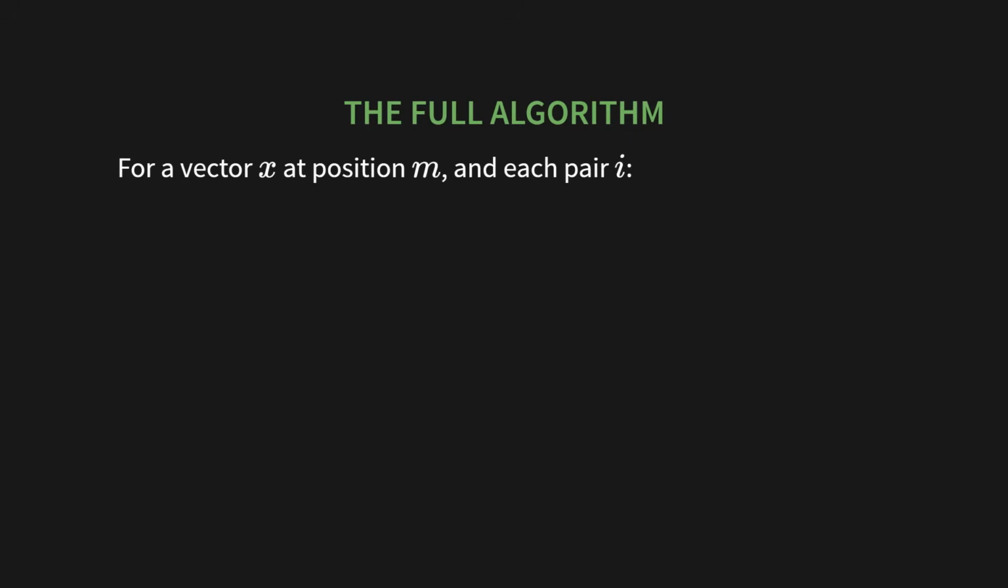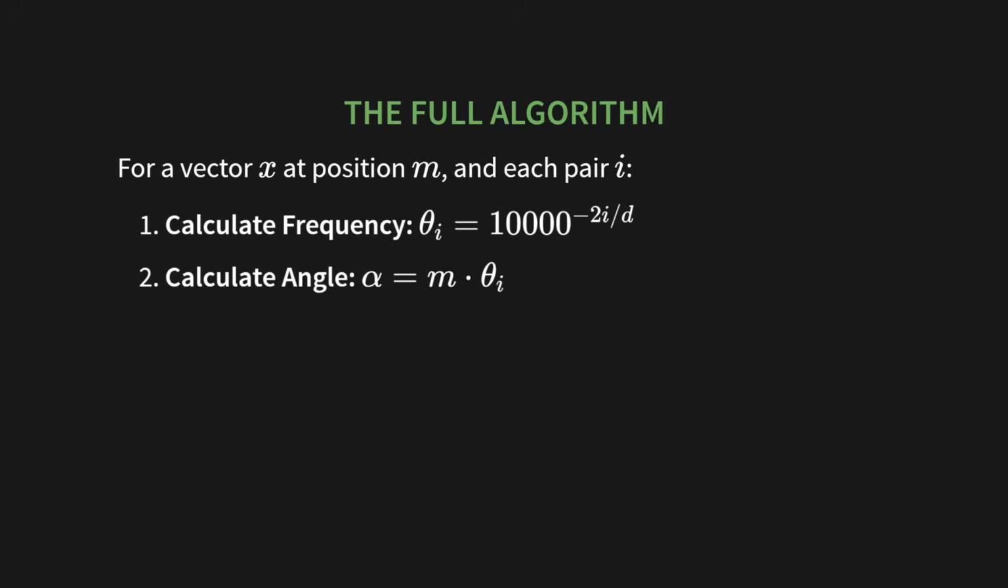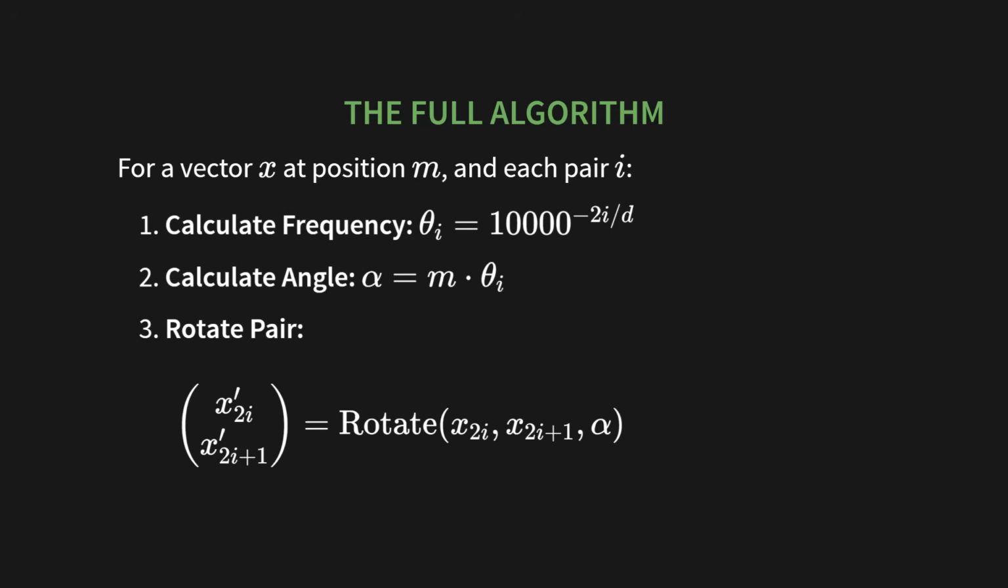So putting it all together, here is the full algorithm. For any vector x at position m, and for each pair i, first we calculate that frequency, theta i, using the formula we just saw. Second, we calculate the final angle by simply multiplying the position m by that frequency. And third, we use that angle to rotate the pair of values x2i and x2i plus 1. That's it. Repeat for every pair, and you're done.